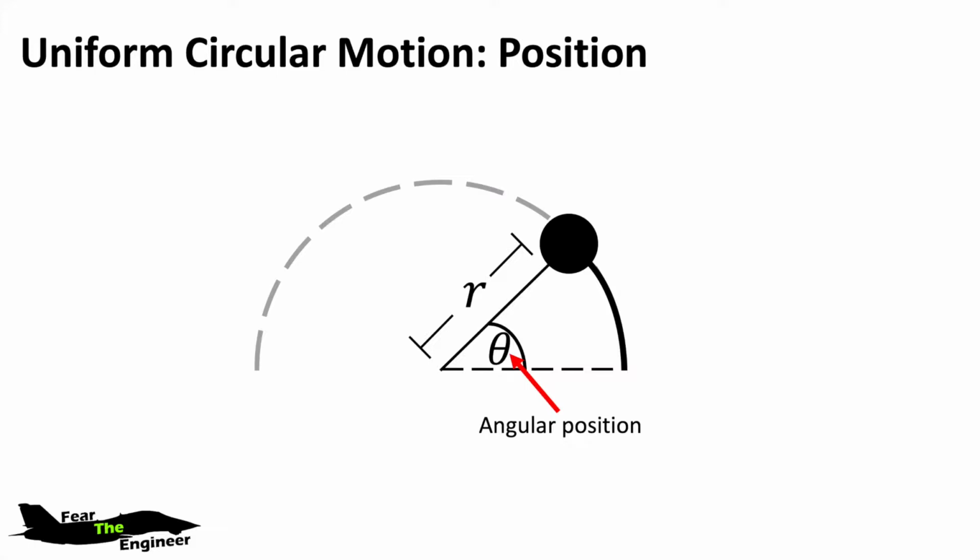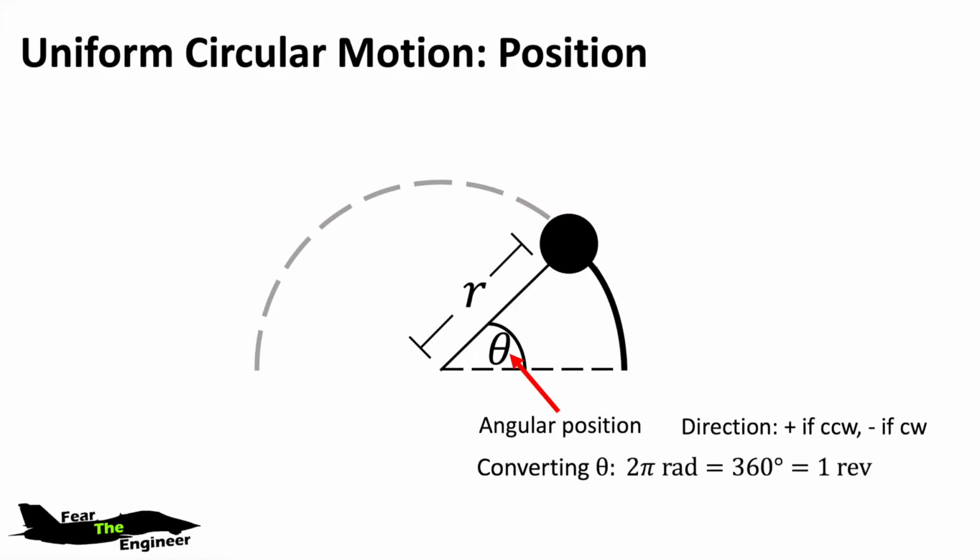We usually use the horizontal axis as the reference, and theta is positive if the angle is counterclockwise from that reference. Theta's units are usually in radians, but we can use degrees or revolutions. To convert, just know that 2 pi radians equals 360 degrees, which equals 1 revolution.